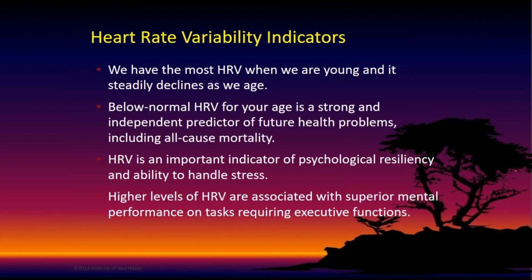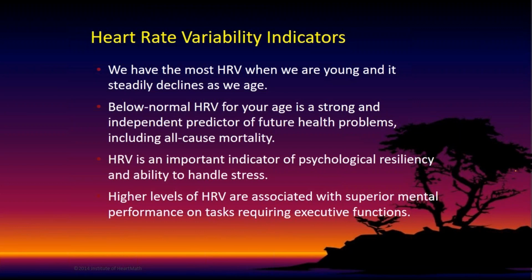But the important thing here is that it's the below normal heart rate variability for our particular age that's a strong indicator or predictor for future health problems, including all-cause mortality. And this is the result of many studies done even outside of the HeartMath organization, in medical journals and so on, that are looking at heart rate variability and the importance of it.